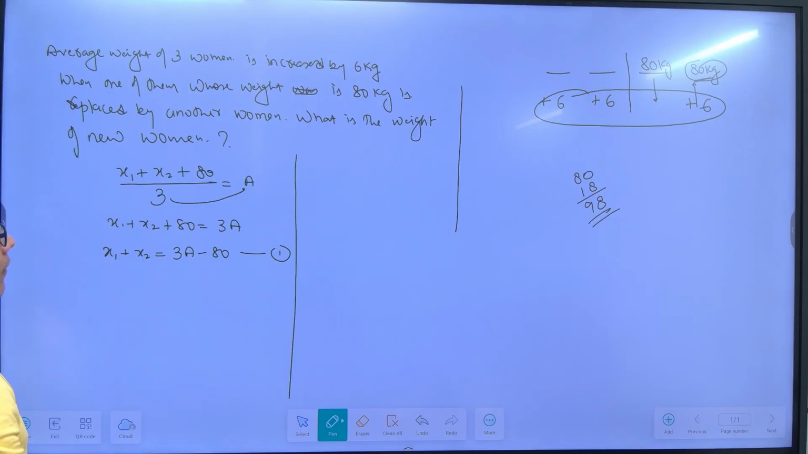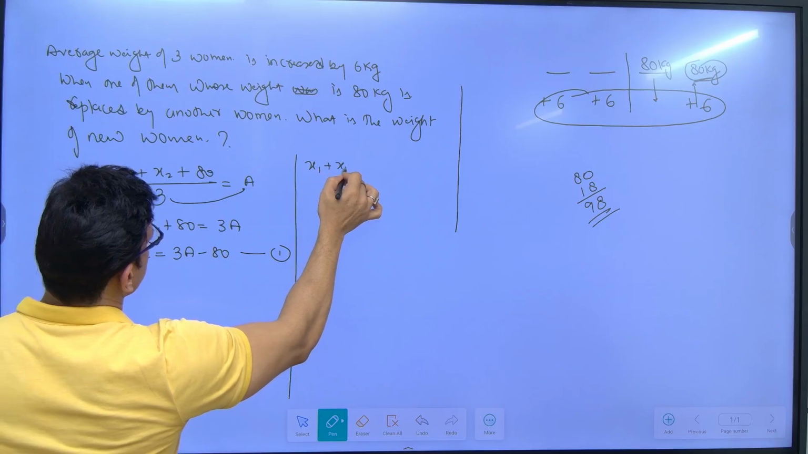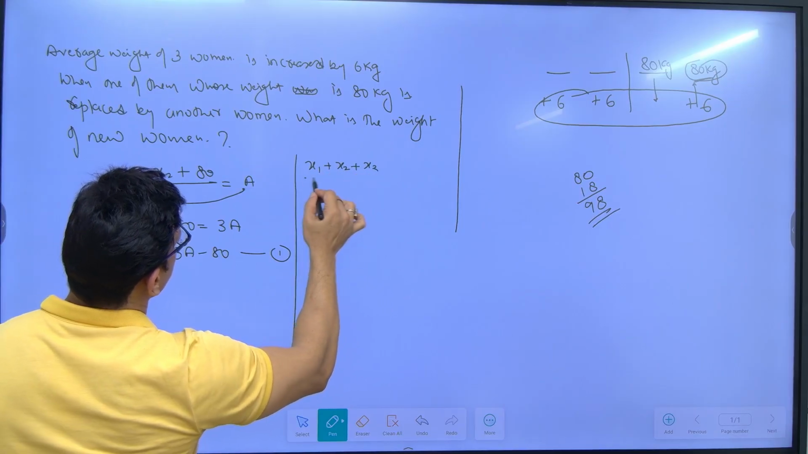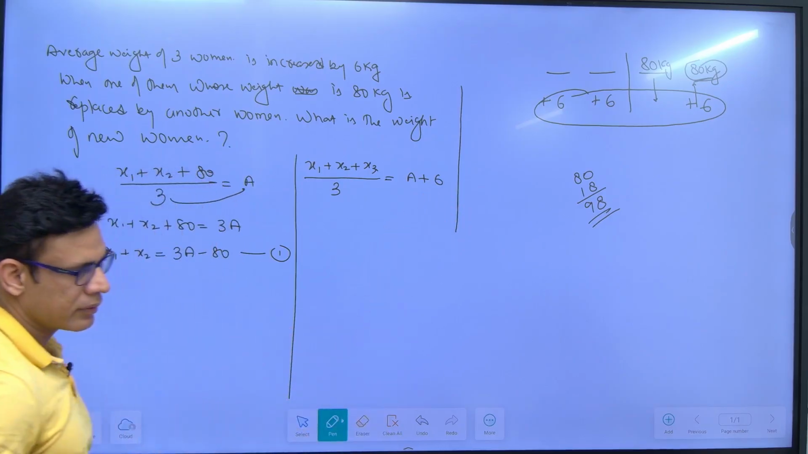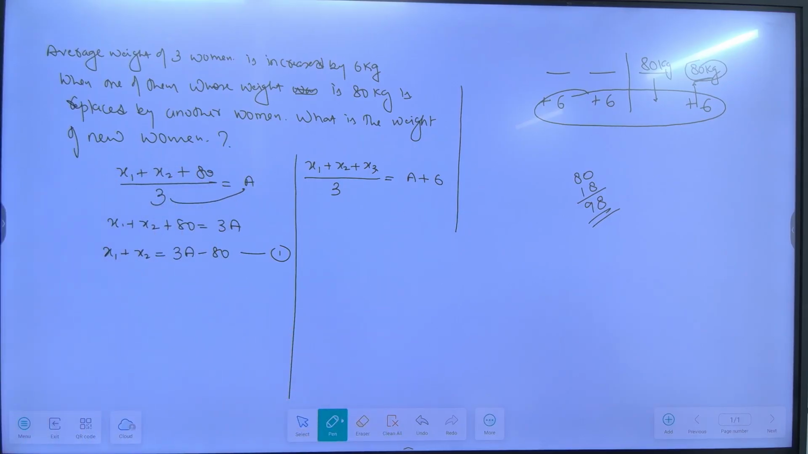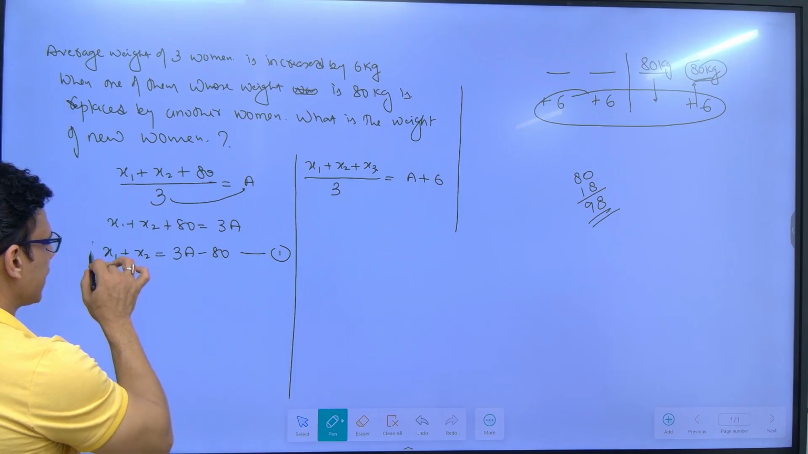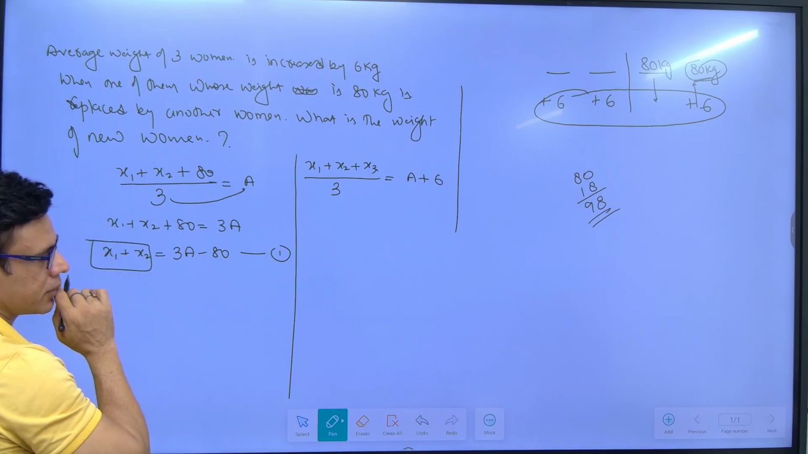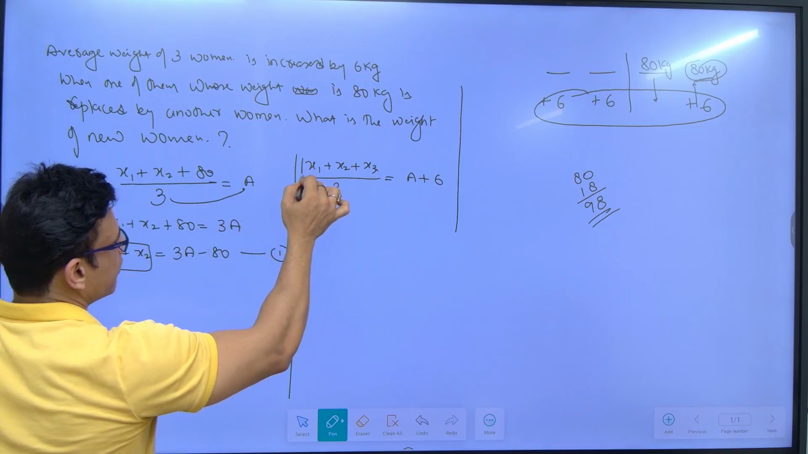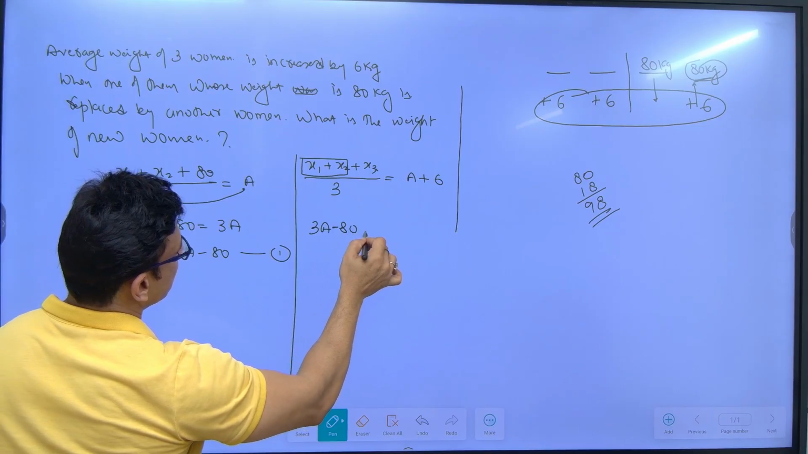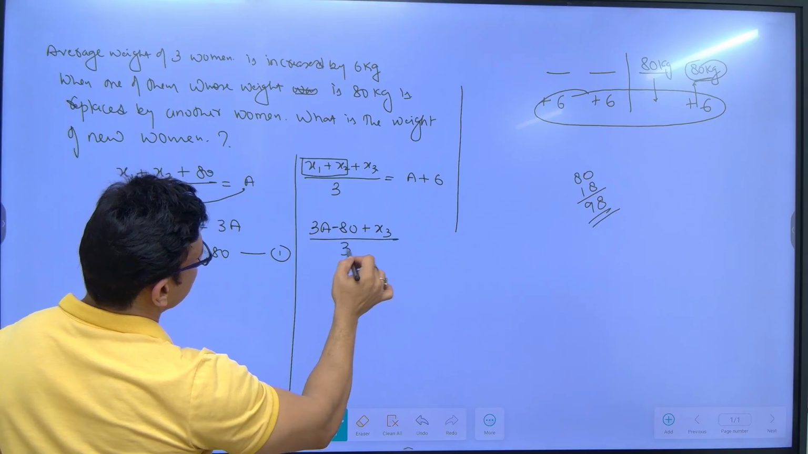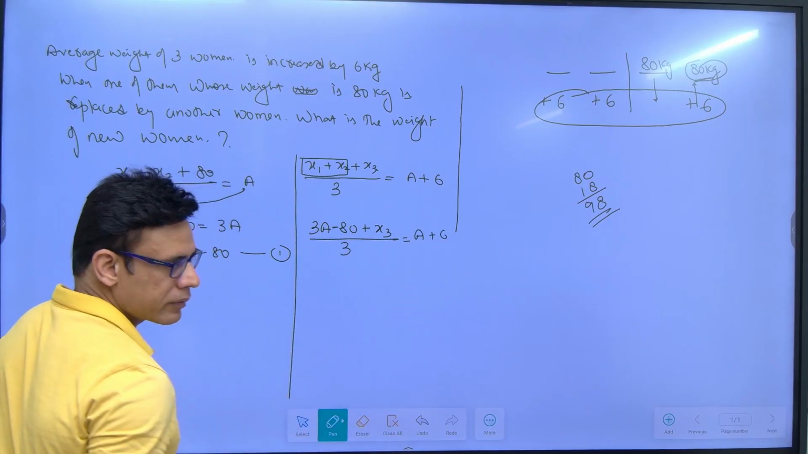Now what is happening? A third person is coming. The new lady who's coming is, let's say, x3. So (x1 plus x2 plus x3) divided by 3, and because of that the average is increasing by 6. Do we know what x1 plus x2 is? So in place of this, we can write (3a minus 80 plus x3) by 3 is equal to a plus 6.